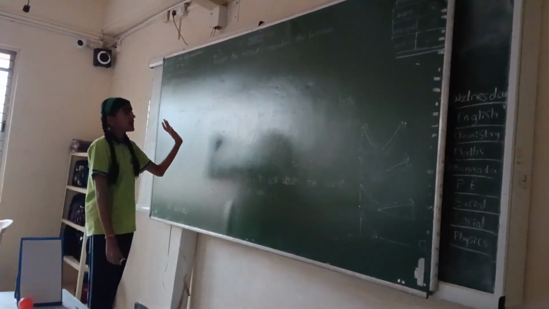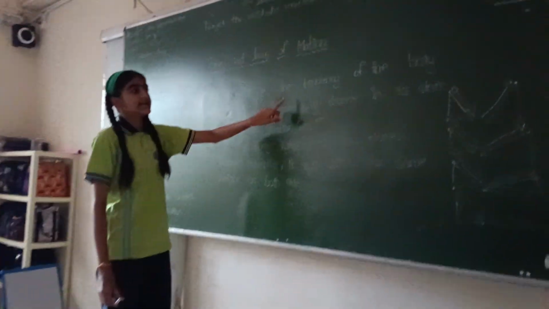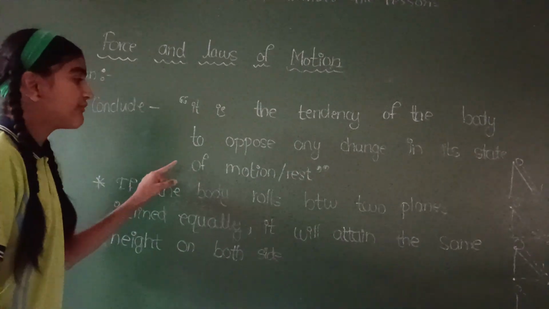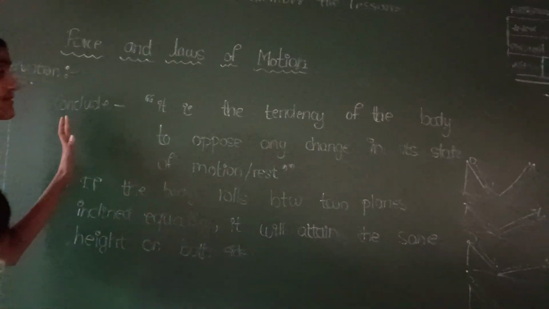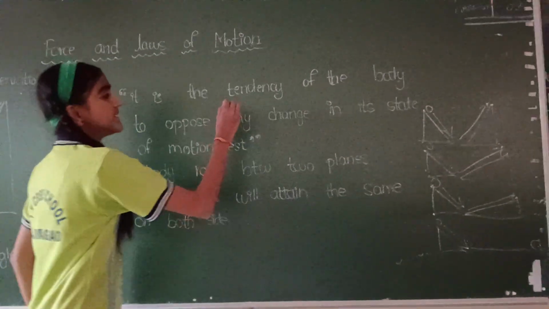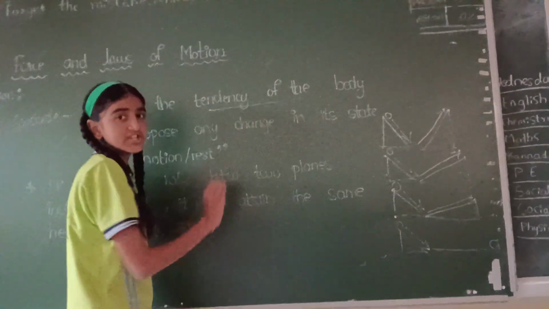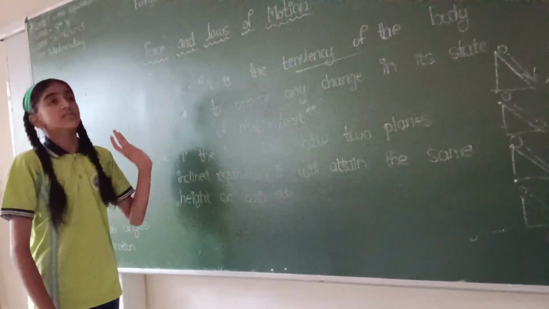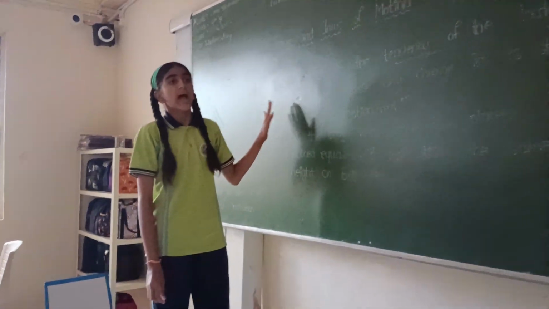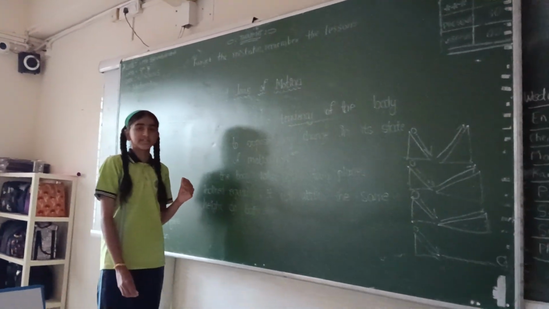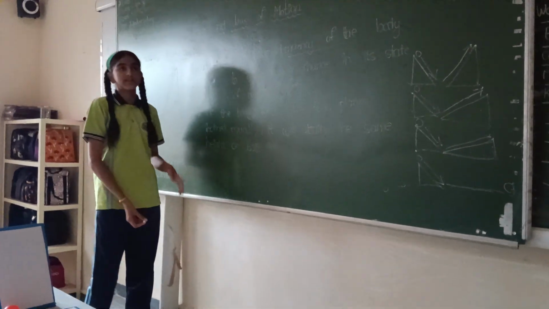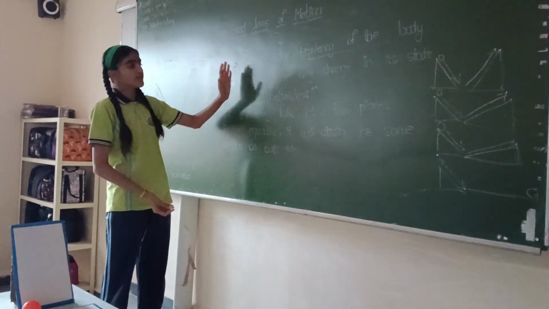So Galileo lastly concluded that it is the tendency of a body to oppose any change in its state of motion or of rest. Tendency of a body means inertia. From this base, Sir Isaac Newton continued, redeveloped it and formed the three laws of motion.